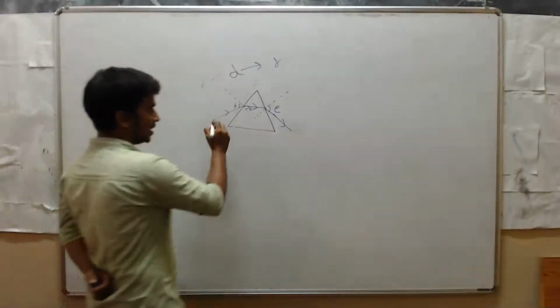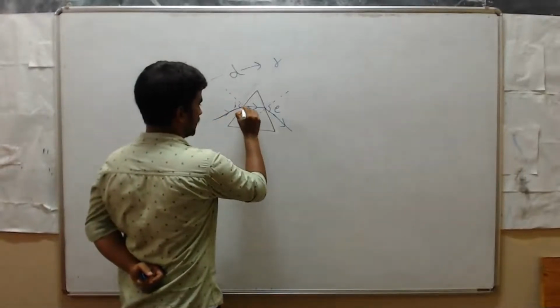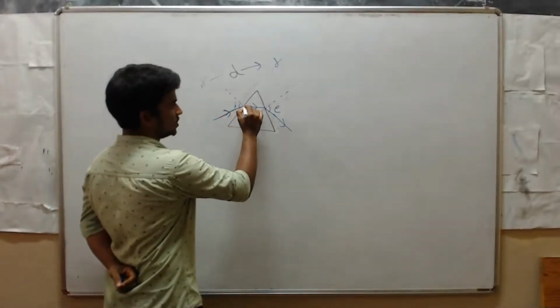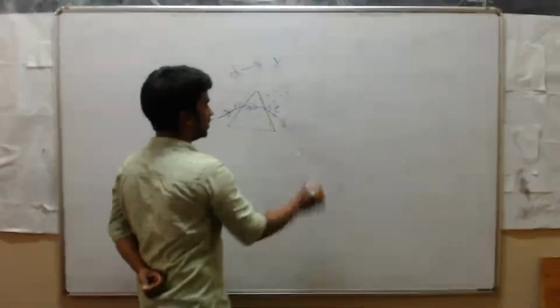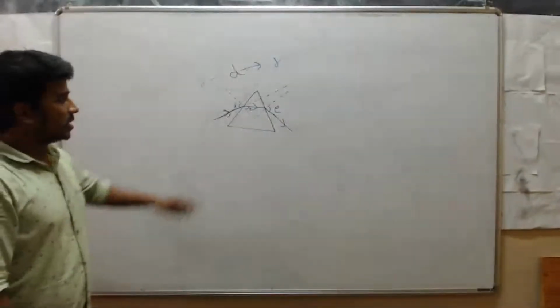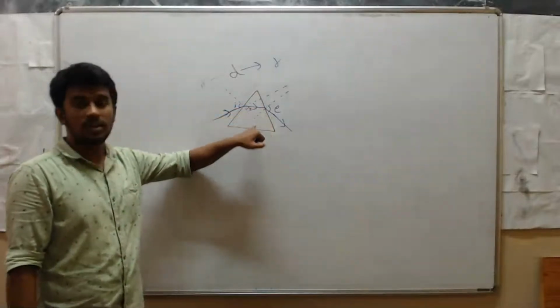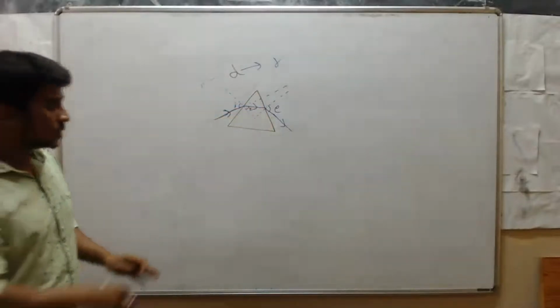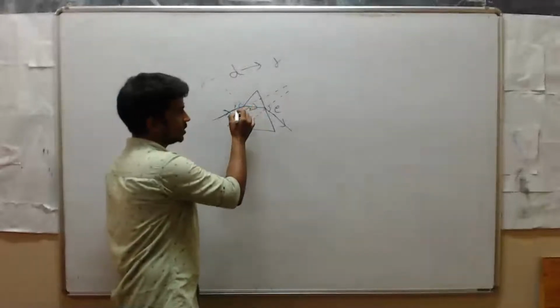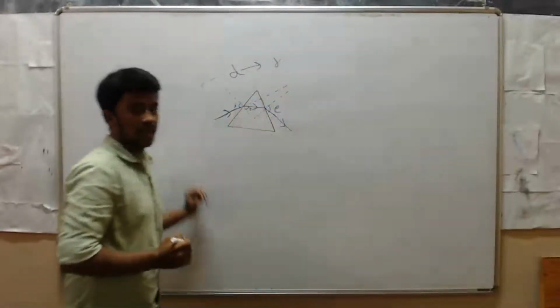Suppose see here, this is the actual direction of the light. Clear? But here the light ray bends. Why? Because here we have kept the prism. If you don't keep that prism, what will happen? Then the light ray will move in a straight line.